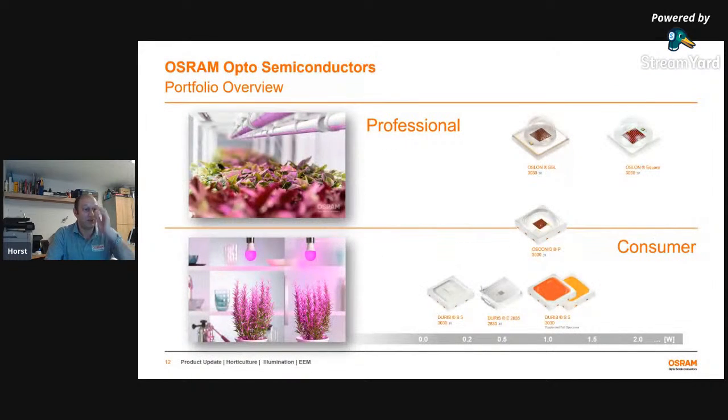Also for consumer applications, we have here low power LEDs in different variations. The majority of what we have are the 3030 packages, which means 3 mm by 3 mm, and also some very small low power LEDs, 2835 LEDs.